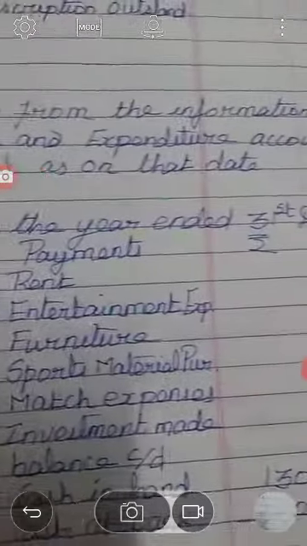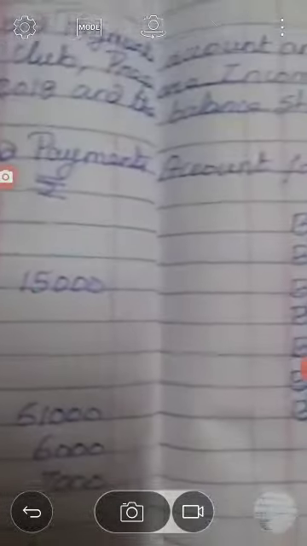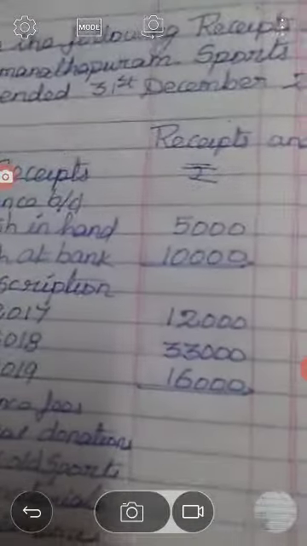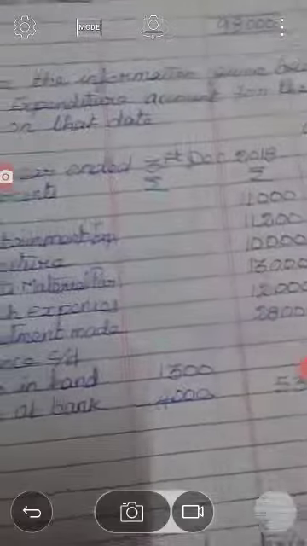From the following receipts and payments account and the information given below of Ramanathapuram Sports Club, prepare the income and expenditure account for the year ended 31st December 2018 and the balance sheet as on that date. Here the receipts and payments account is given, for the year ended 31st December 2018.